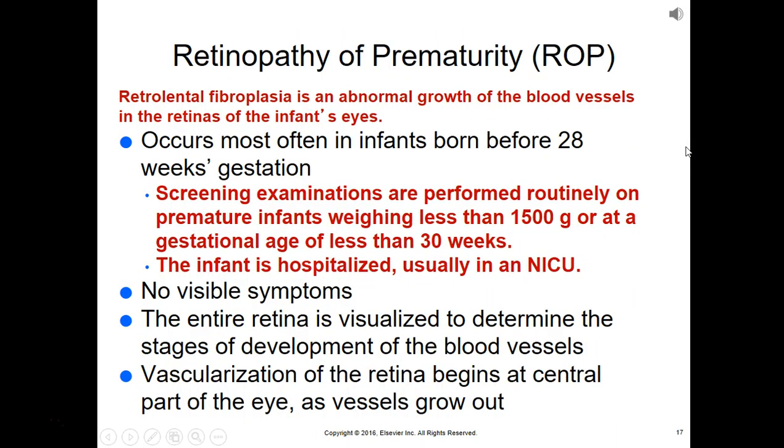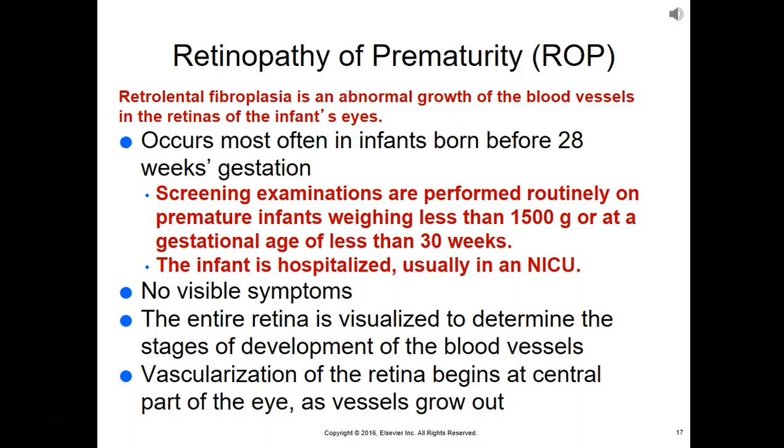ROP is retinopathy of prematurity. Retrolental fibroplasia is an abnormal growth of the blood vessels in the retinas of the infant's eyes. So this occurs most often in infants born before 28 weeks gestation. There are screening examinations that are performed routinely on a premature infant weighing less than 1,500 grams or at a gestational age of less than 30 weeks.